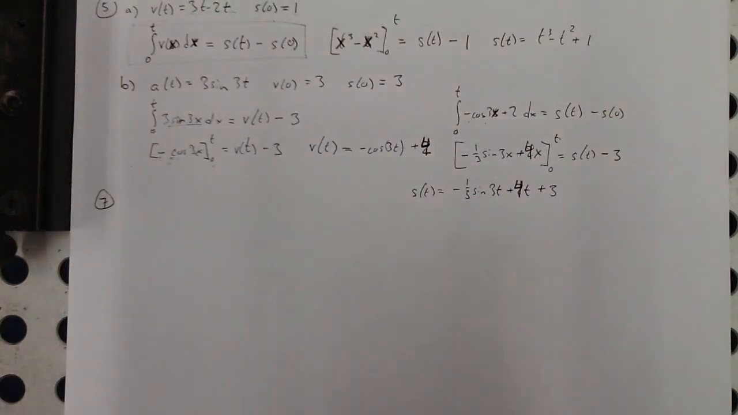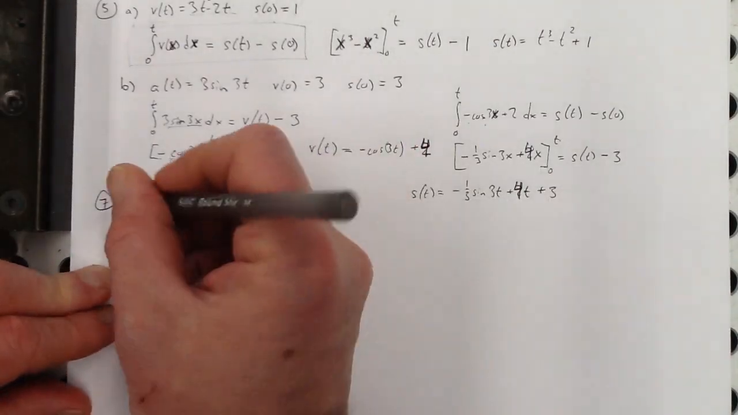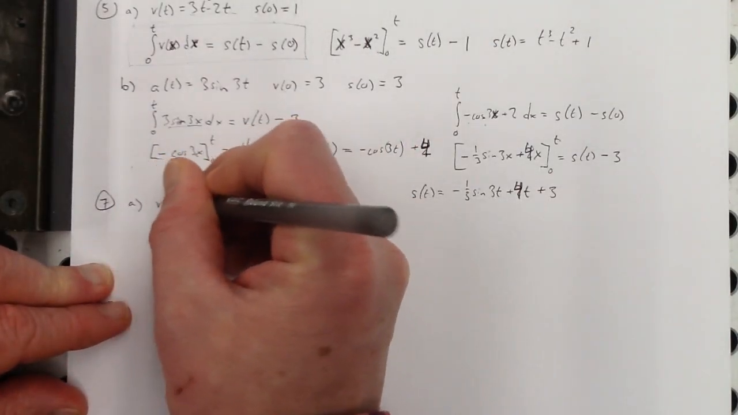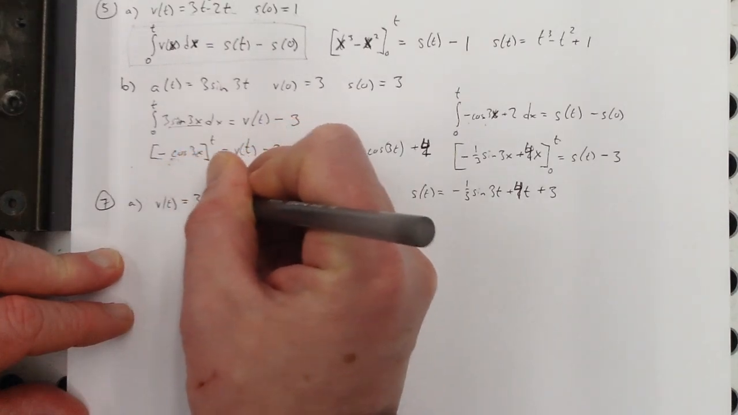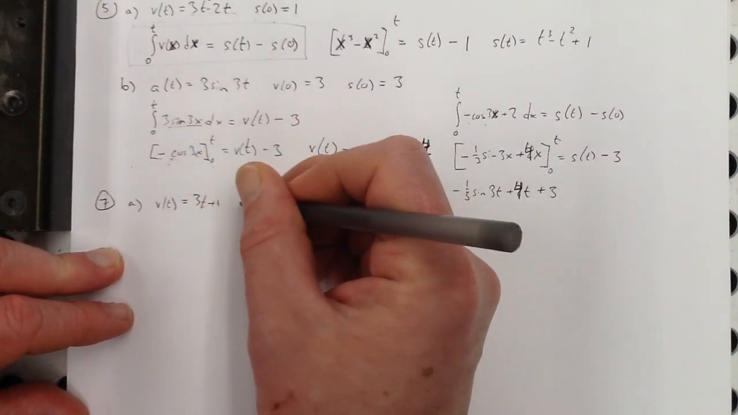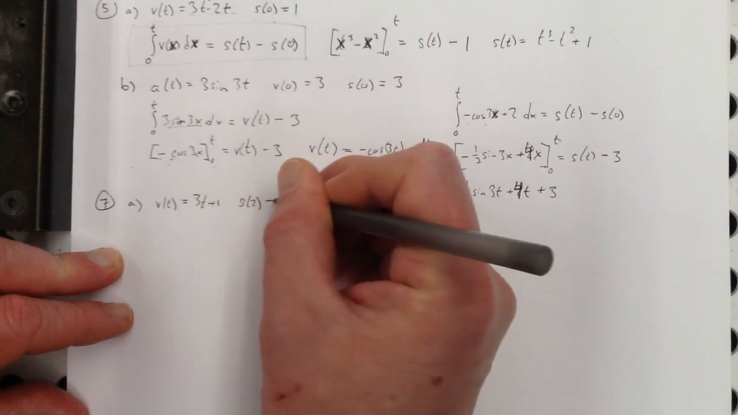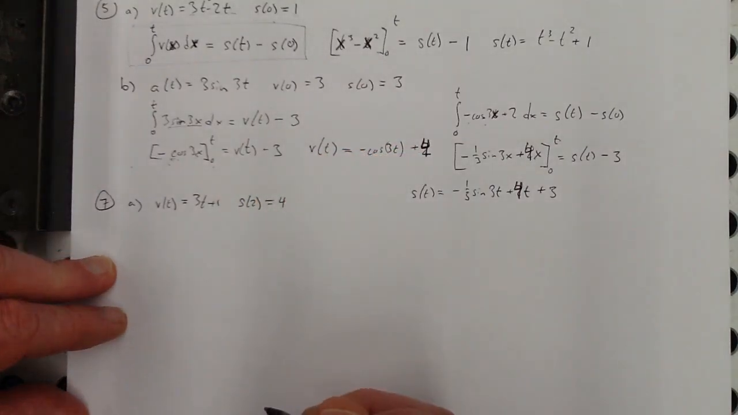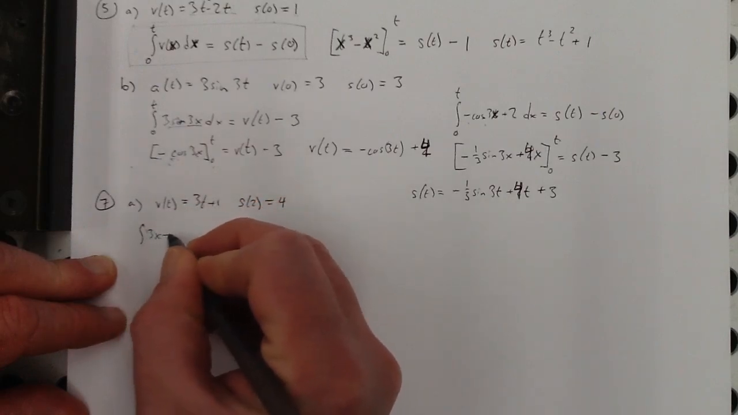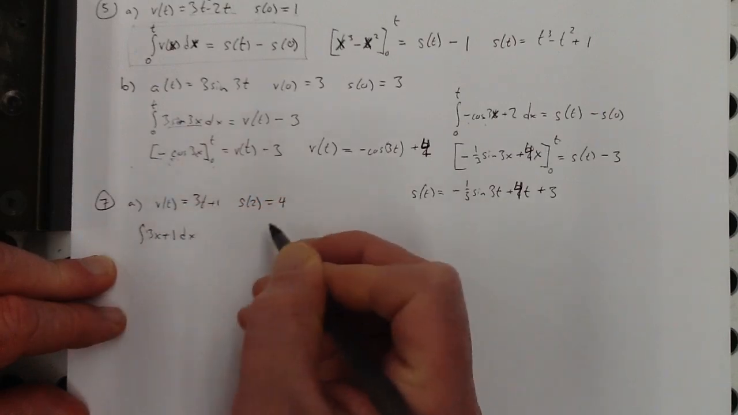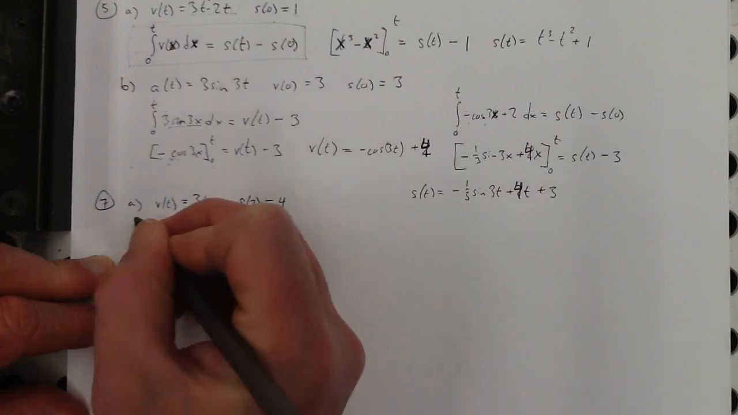All right, number 7. We got the velocity at time t is 3t plus 1, and s of 2 is 4. Okay, so make that an x, 3x plus 1 dx. I'm going to go from 2 to t.